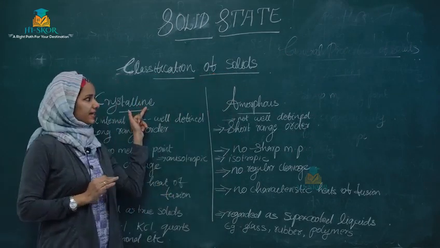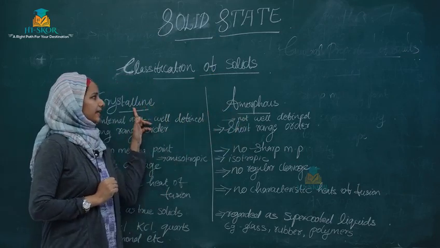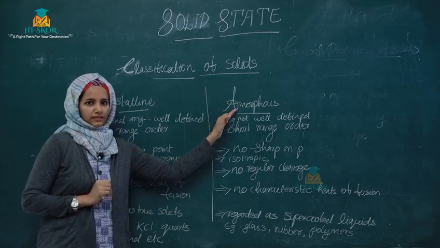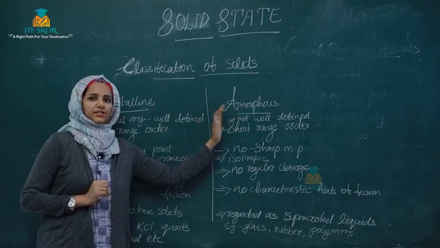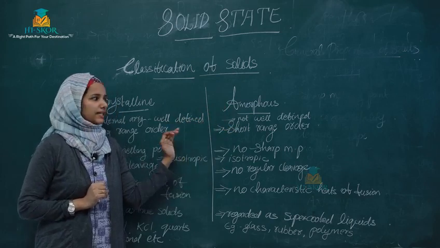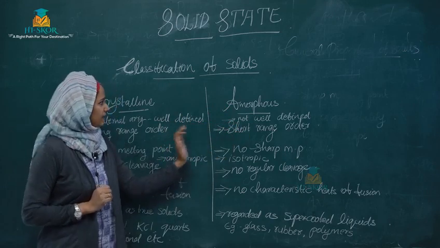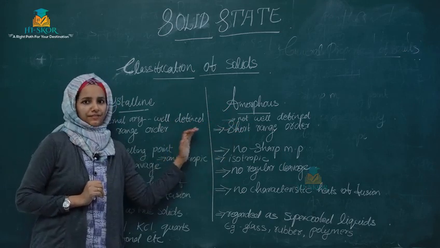That is crystalline solids and amorphous solids. What are crystalline solids and amorphous solids? And what are the major differences between these two? That is the differences between crystalline and amorphous solids. It's a very important question, so you have to be thorough with these differences.